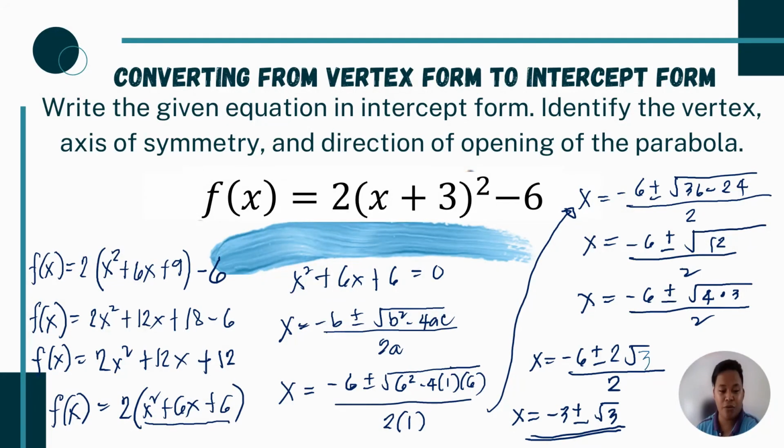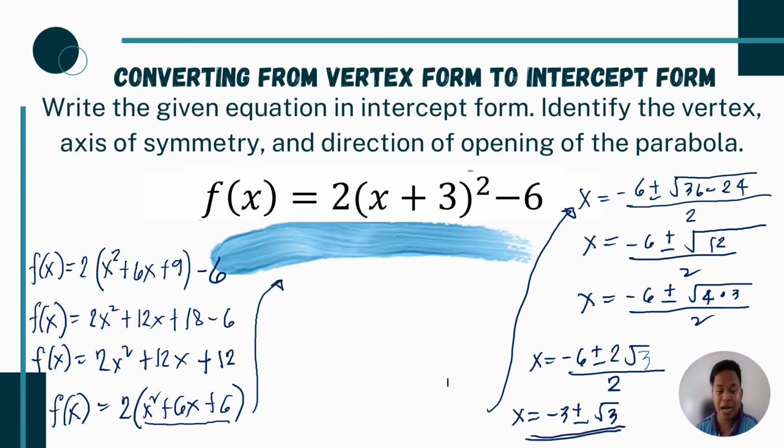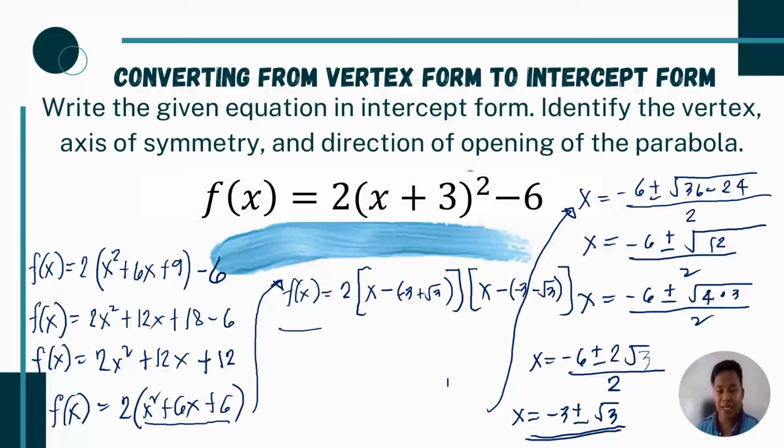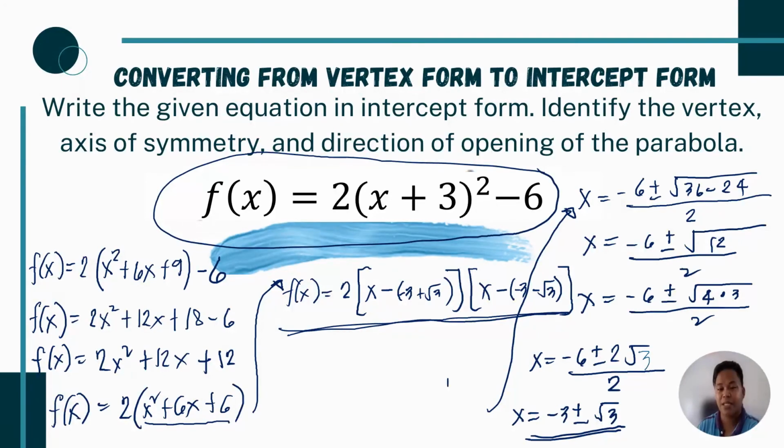Then, if we're going to factor, so magkakaroon po tayo ng f of x is equal to 2 times x minus the quantity negative 3 plus square root of 3 times the quantity x minus the quantity negative 3 minus square root of 3. So, ito po yung ating intercept form of this given quadratic function.